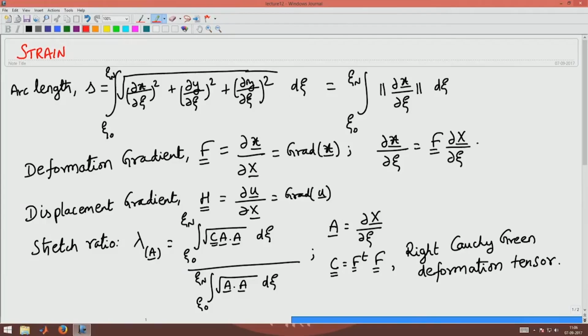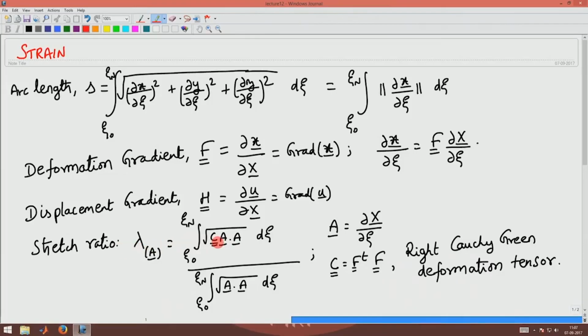Okay. We also saw what a displacement gradient is. We saw that there is a difference between deformation gradient and displacement gradient. In particular, the displacement gradient is the derivative of the displacement vector with respect to capital X. And then we went about to find the stretch ratio of a straight line deforming into a curve. We found that the stretch ratio is given by the integral of square root of C times a dot with a d psi, divided by the integral of square root of a dot with a d psi.